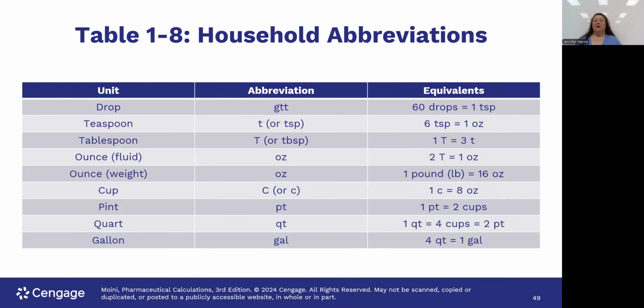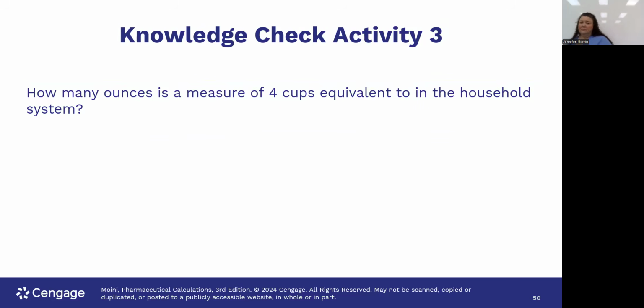So if you're using Google or ChatGPT, it's okay to use them to see how to work your problem, but if you're using the actual numbers, Google or ChatGPT is going to try to give you true measurements, and your answers will be wrong each and every time because pharmacy rounds these numbers. So we're given a knowledge check here. We're being asked how many ounces is a measure of 4 cups equivalent to in the household system.